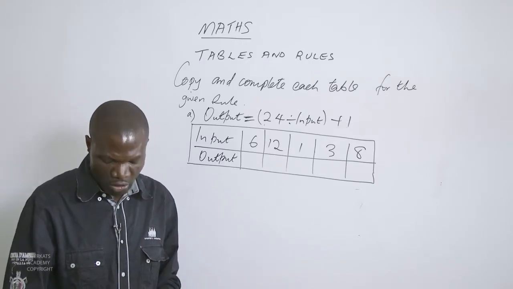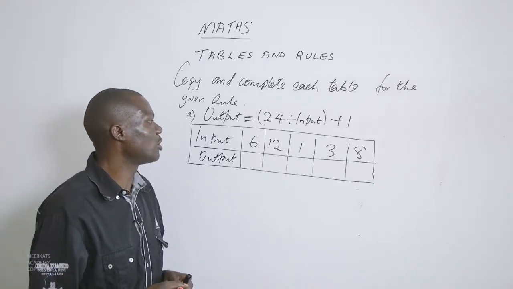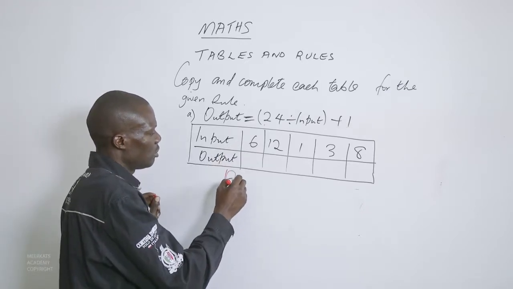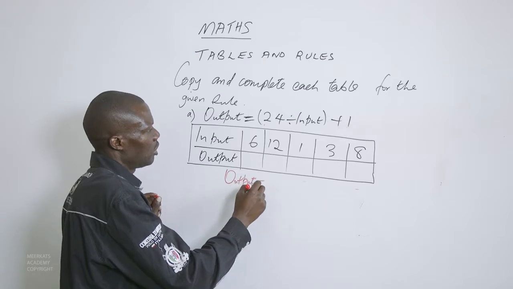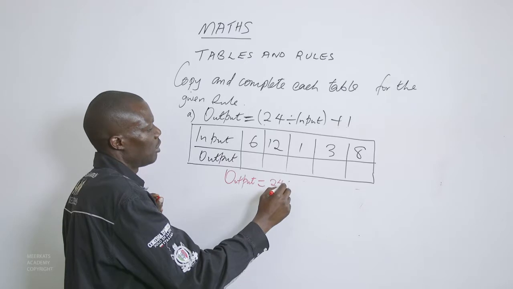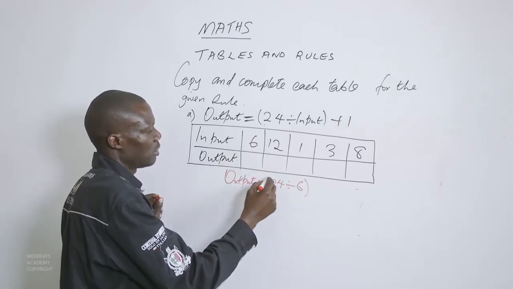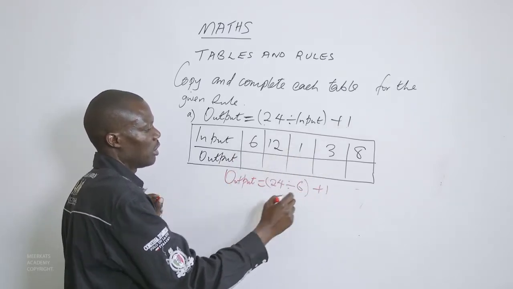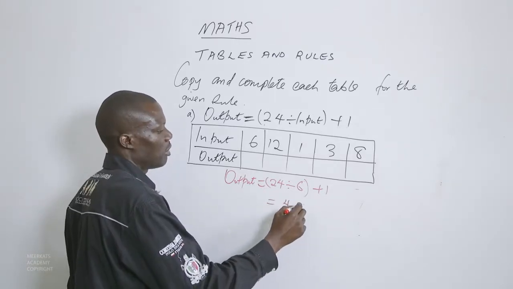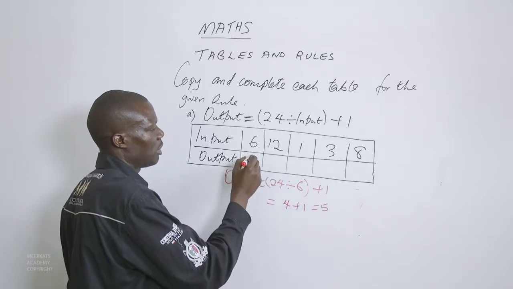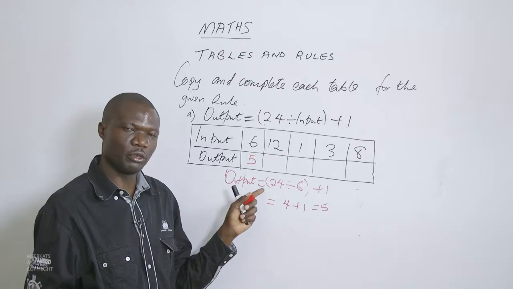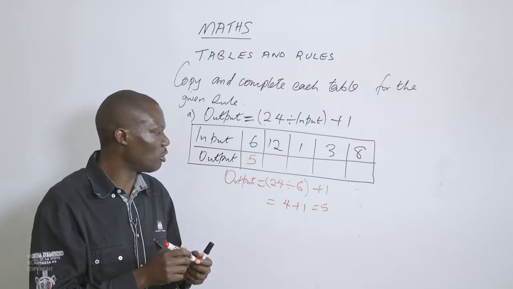correctly. So on the table, we first see this is the rule. Output is equal to 24 divided by input, and input here is 6, and then we add 1. This one is divisible. 24 divided by 6 gives you 4, plus 1 gives us 5, so the value here is 5. 24 divided by 6 is 4. 4 plus 1 is 5.